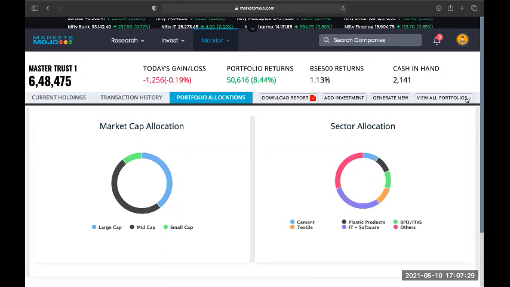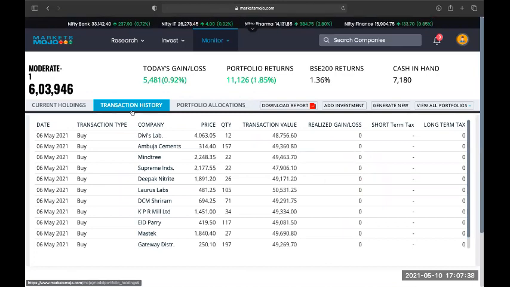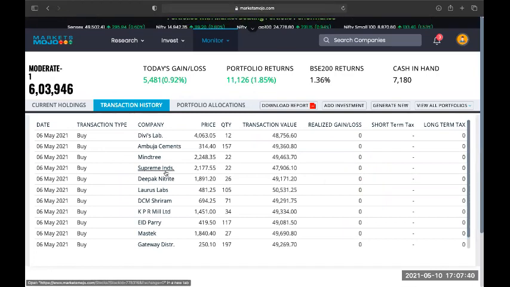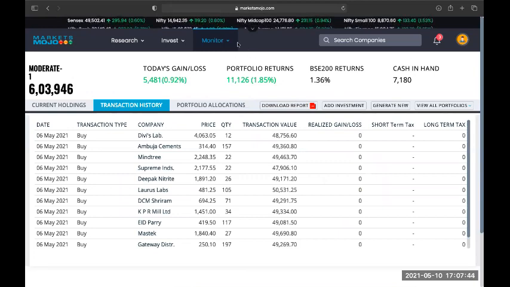Okay, so these were my two small and large portfolios. A very recent one I did was just last Friday, which was on 6th of May. So this is very, very recent. Okay, let's show you how it is done.